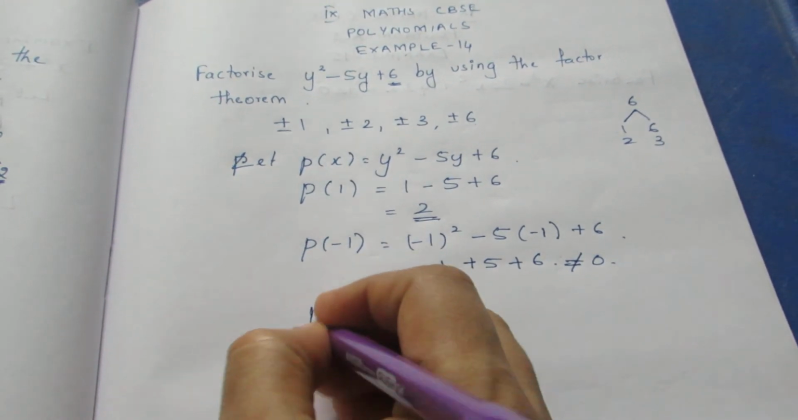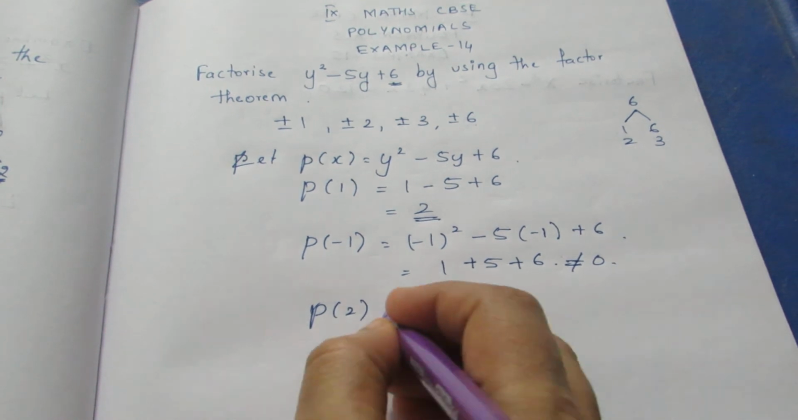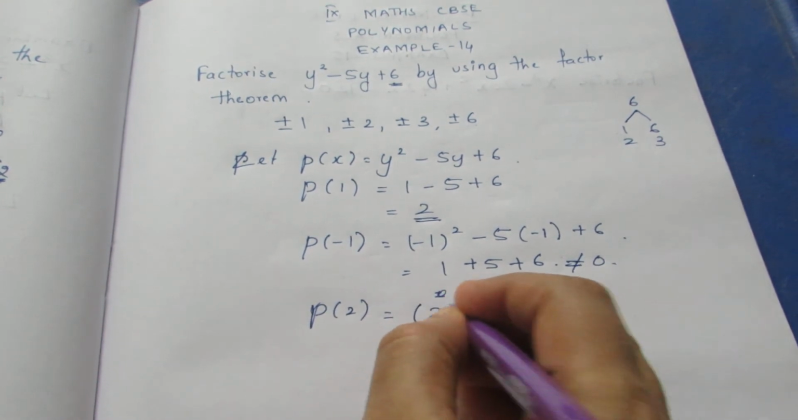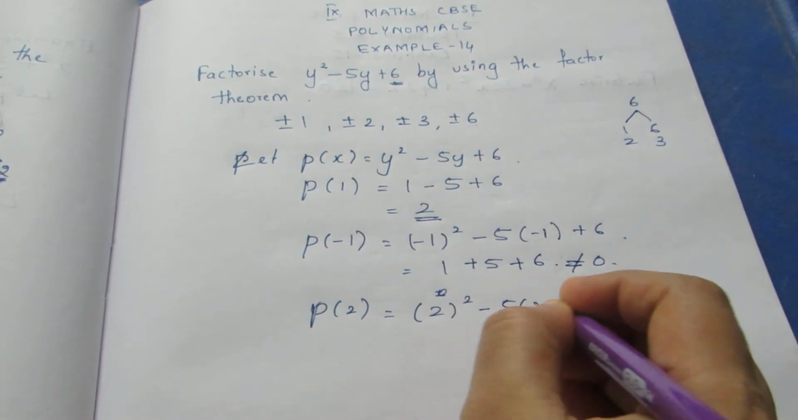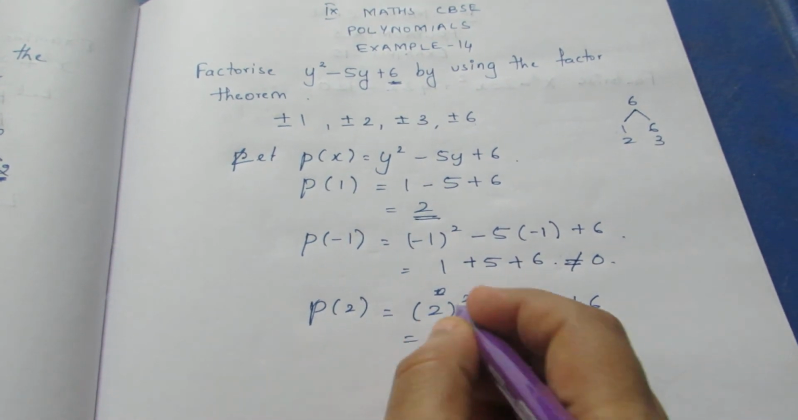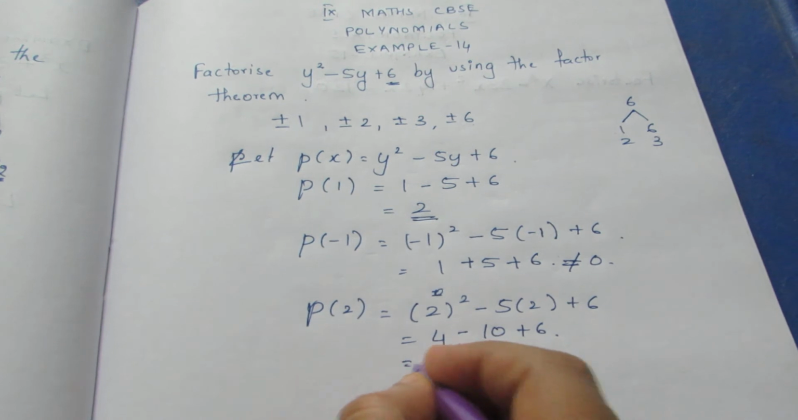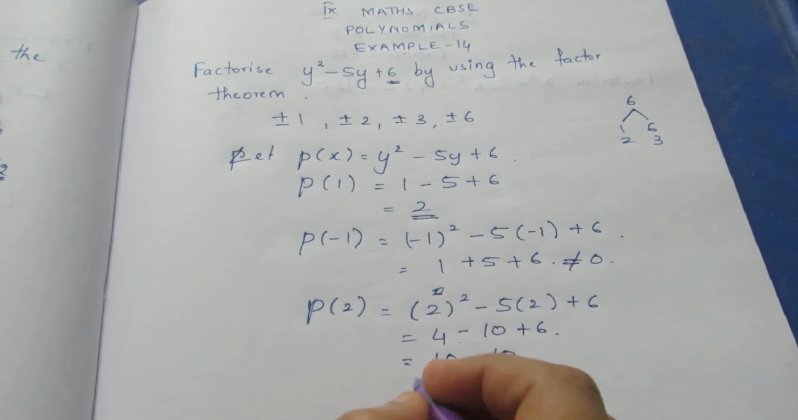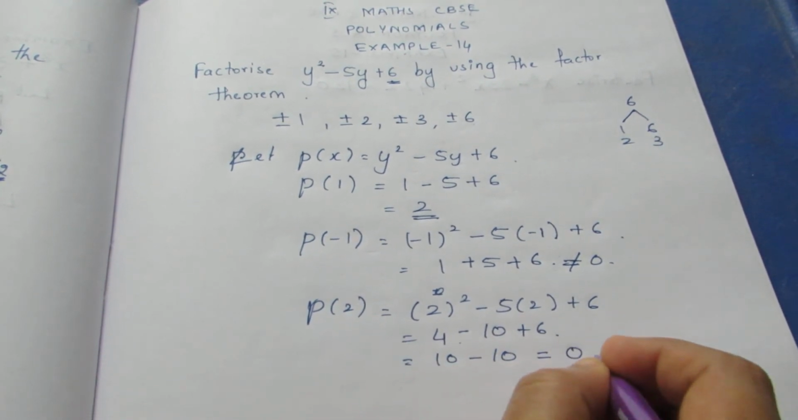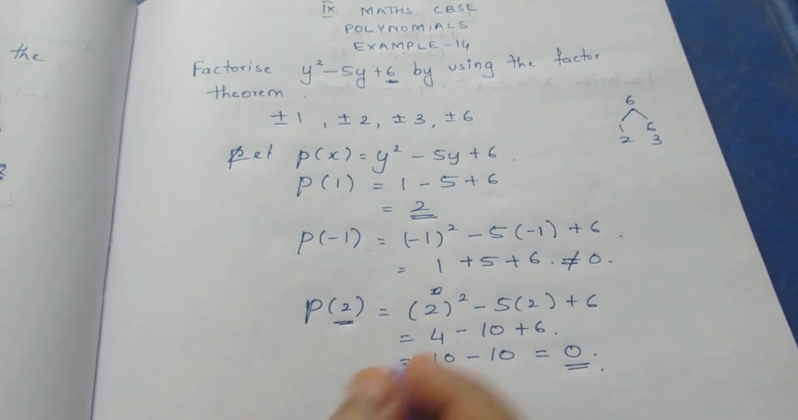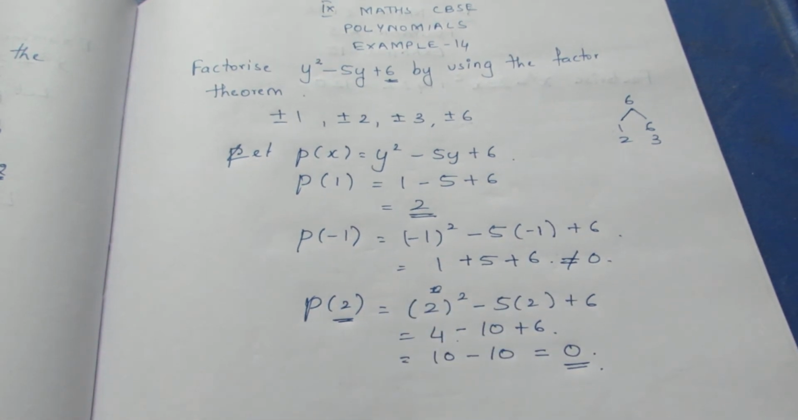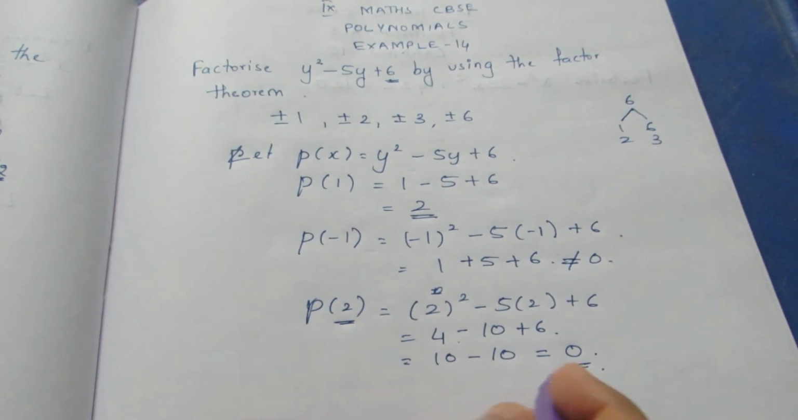Plus 2 or minus 2. Let me take plus 2. If I take 2, it becomes 2 square minus 5 into 2 plus 6. Here 4 minus 10 plus 6, that is 10 minus 10. So this is equal to 0. My first factor will be P of 2. P of 2 is a factor.